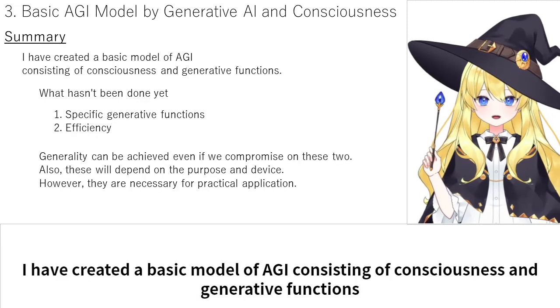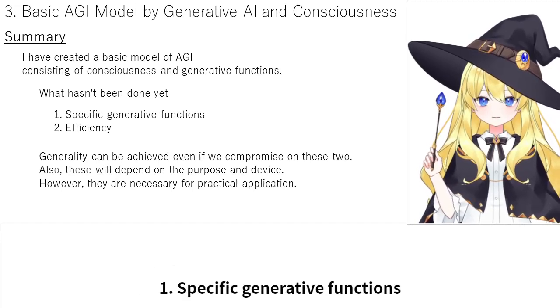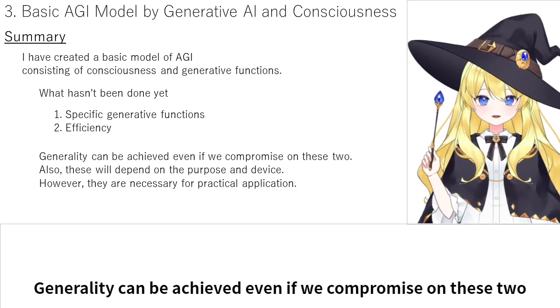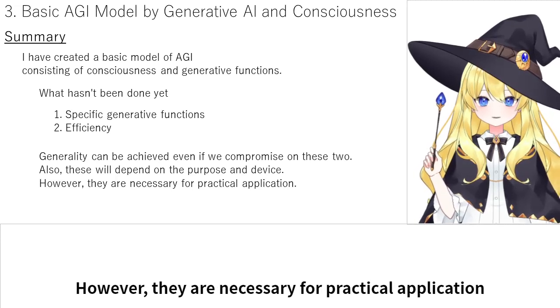Summary. I have created a basic model of AGI consisting of consciousness and generative functions. There are two things that remain to be achieved. 1. Specific generative functions. 2. Efficiency. Generality can be achieved even if we compromise on these two. Also, these will depend on the purpose and device. However, they are necessary for practical application.